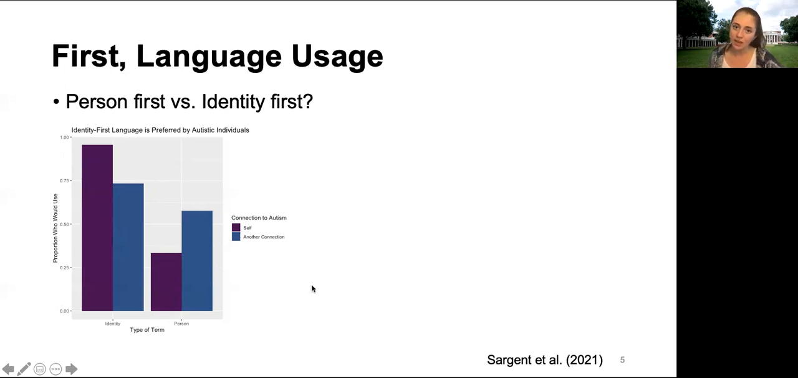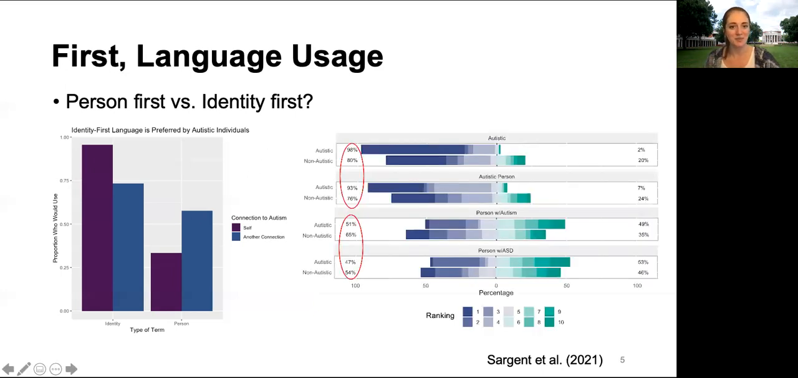We also, with the same list of 10 terms, asked them to rank from 1 to 10, which do you like the most and which do you like the least? And we asked about 10. I'm showing 4 here because 10 would be a lot to fit on the screen. But basically, these top 2 are identity first terms, so autistic or autistic person, and these bottom 2 are person first terms. And just a couple things that I'll point out.